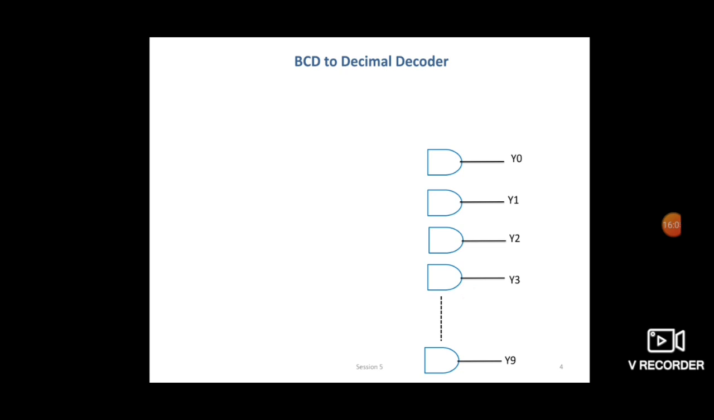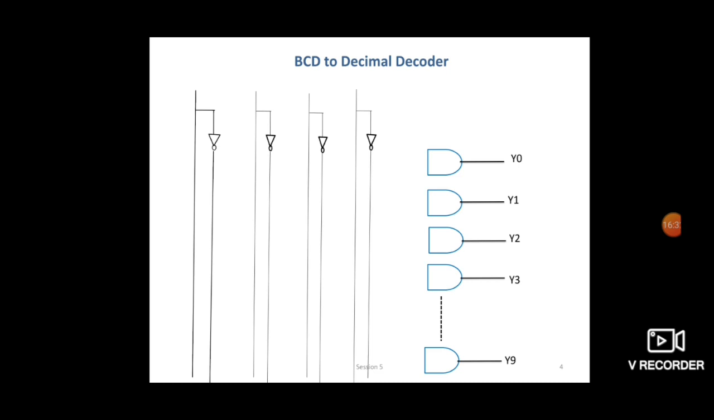Okay, now we have the AND gates, labeled 0, 1, 2, 3 up to 9. These are the outputs Y0, Y1, Y2, Y3 up to Y9. We have the 4 lines here. When we look at its construction, there will be the select lines of the demultiplexer, 4 lines like a demultiplexer.